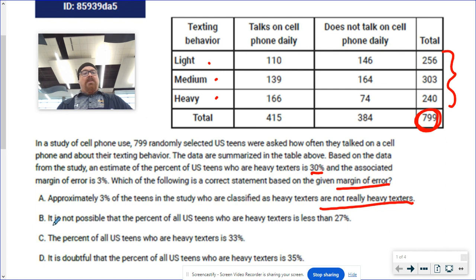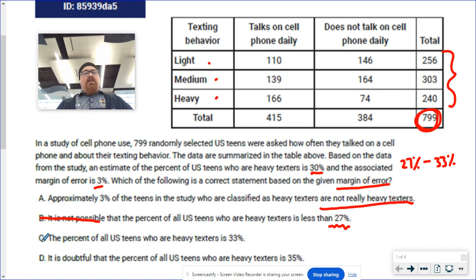It says, for option B, it is not possible that the percent of all U.S. teens who are heavy texters is less than 27%. So they get this number 27% because margin of error is a number that we add and subtract on either end of this number, right? So they're saying we think it's 30%, but it could be anywhere from 27% to 33%. Okay. The problem with what they said here in Part B is it is not possible. With statistics, we don't deal with absolutes when we make these margin of errors and when we get these statistics. So to definitively say it is not possible is not statistically sound.